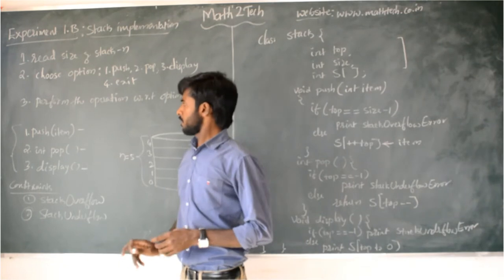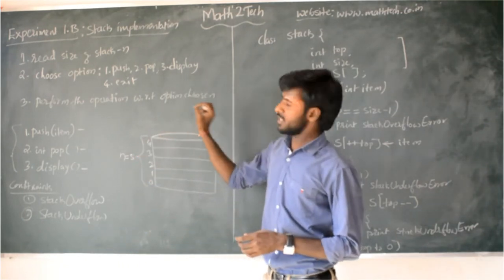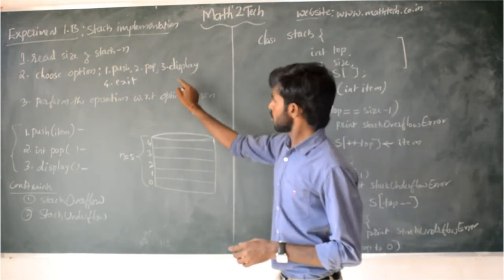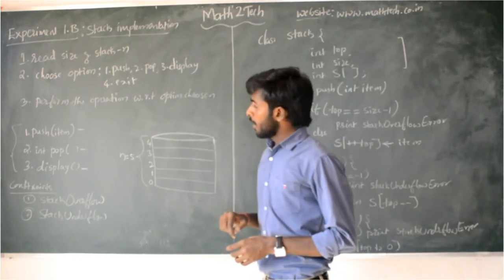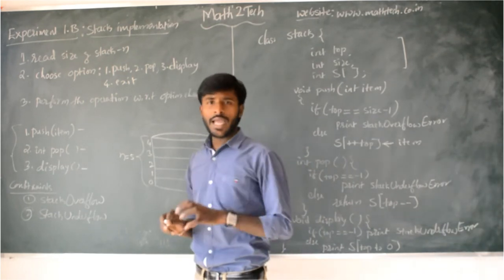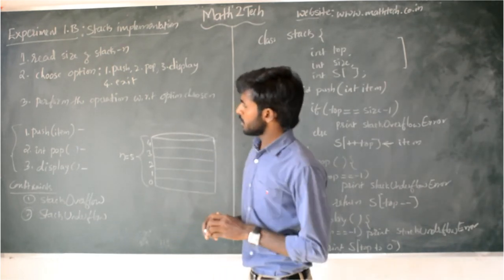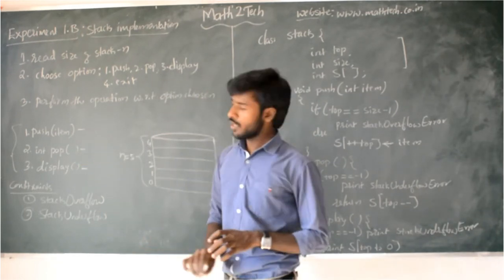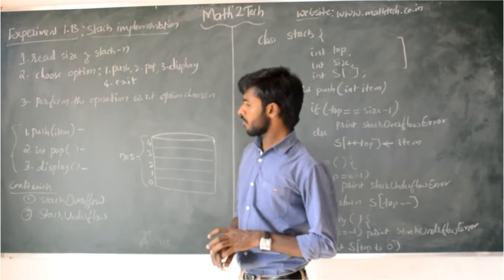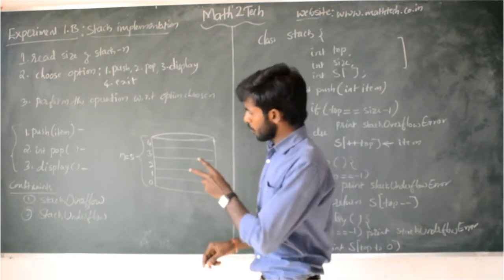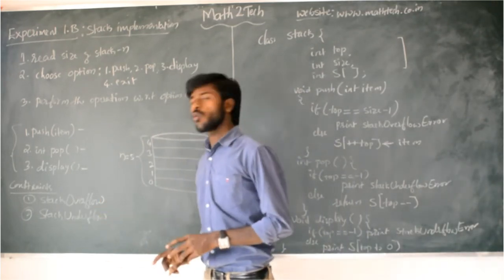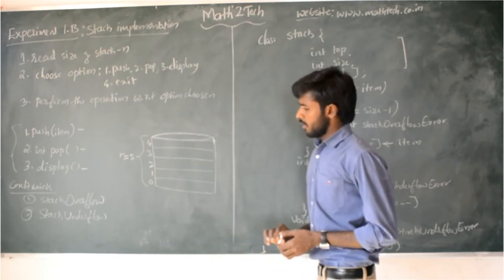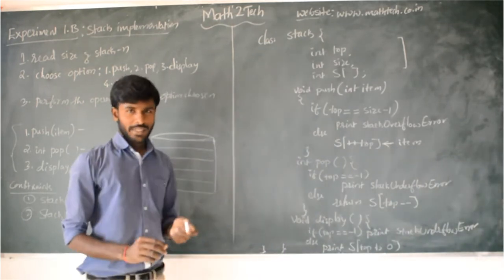The third step is, once the user has chosen an option, you perform the particular operation with respect to the option chosen. Now, a stack basically consists of three operations: push, pop, and display. It also has two constraints that you have to cope with: the stack overflow constraint and the stack underflow constraint. Now we'll move to what a stack actually means.